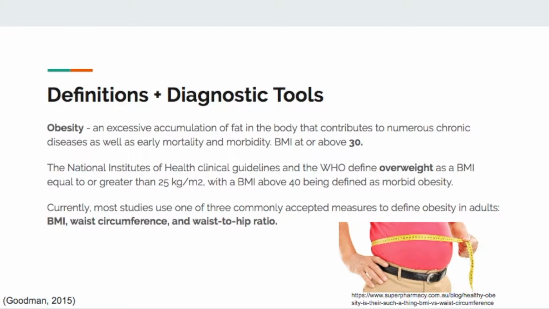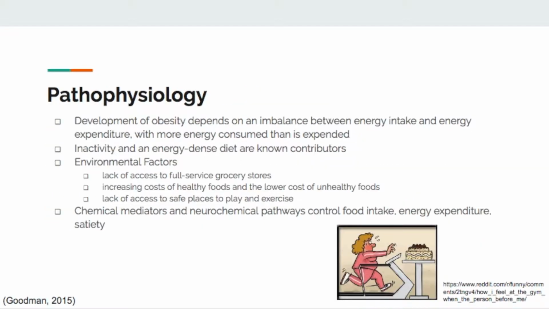Pathophysiology. Your development of obesity will depend on an imbalance between energy intake and expenditure. Obviously, if you're taking in more energy than you're expending, you're going to gain some weight. Inactivity and an energy-dense diet are known contributors, with an energy-dense diet being a calorie-dense diet rather than a nutritious, dense diet. Environmental factors include lack of access to full-service grocery stores. Some people have grocery stores near them, but they may not have fresh produce options. They may just be a quick-stop kind of mart, and obviously you're not going to find the best foods there.